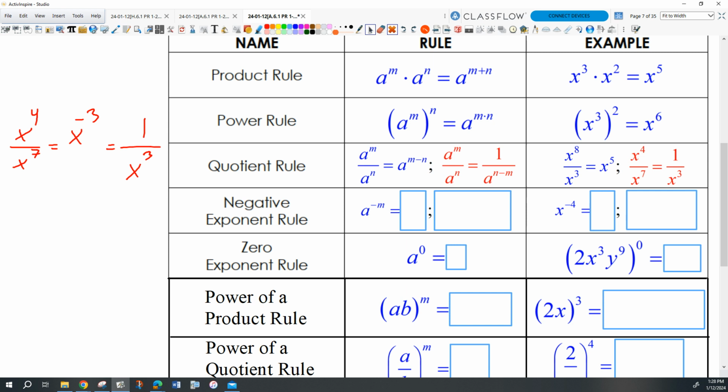I can do the same kind of thing with the negative exponent rule. You guys would all tell me A to the negative M is equal to what? 1 over A to the M.